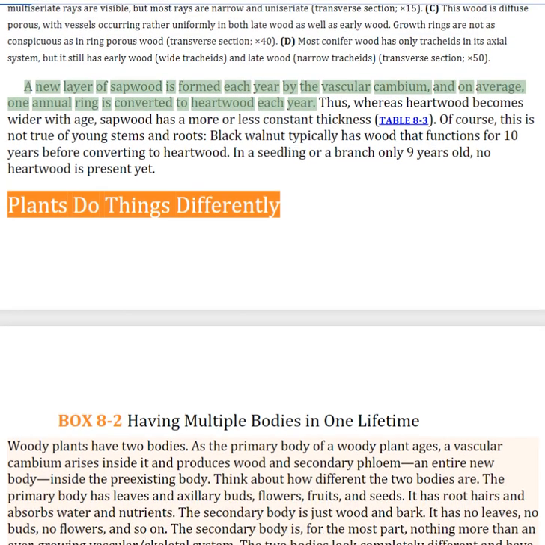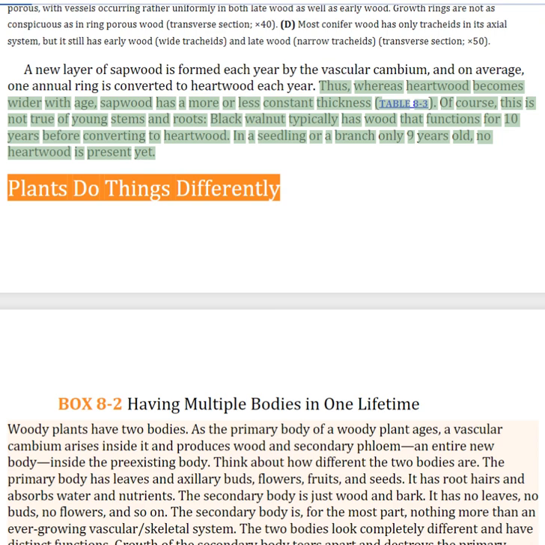A new layer of sapwood is formed each year by the vascular cambium, and on average, 1 annual ring is converted to heartwood each year. Thus, whereas heartwood becomes wider with age, sapwood has a more or less constant thickness. Of course, this is not true of young stems and roots. Black walnut typically has wood that functions for 10 years before converting to heartwood. In a seedling or a branch only 9 years old, no heartwood is present yet.